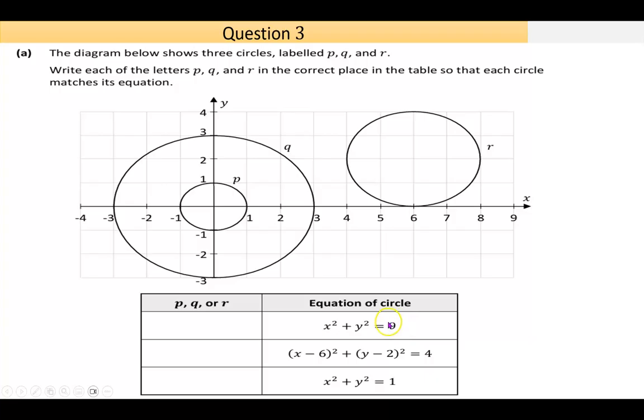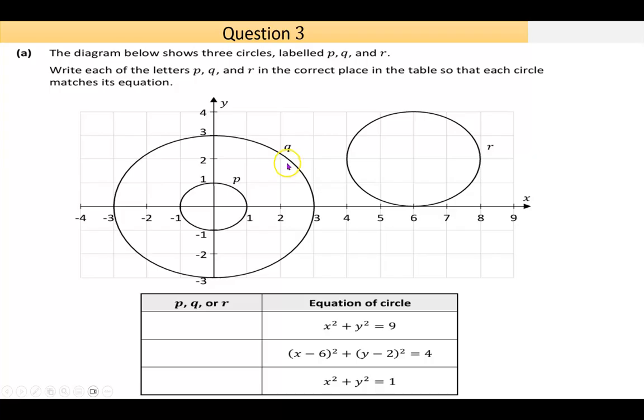Then we're focused in on this number on the right hand side, which is the radius squared. So we look then, what's the radius of P? Well, the diameter is 2 units. The radius is half that, is 1 unit. 1 squared, or the square root of this number, would give you 1. So the radius is 1. So this looks to me to be P.